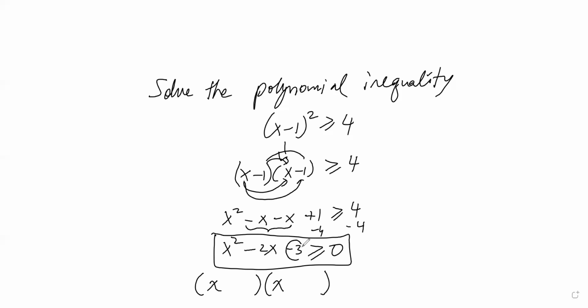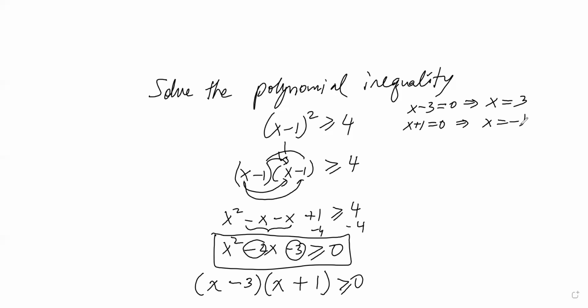Okay, so the factors of negative 3 are 3 and 1. So the sum of the factors should be negative 2. So therefore, I will make this negative and make that positive because negative 3 plus 1 is negative 2. Now, set the factors to 0, so you can find the zeros of the polynomial. So that's x minus 3 equals 0, x plus 1 equals 0. And put those on the line.